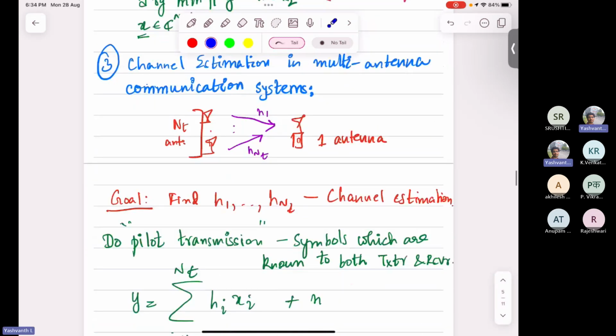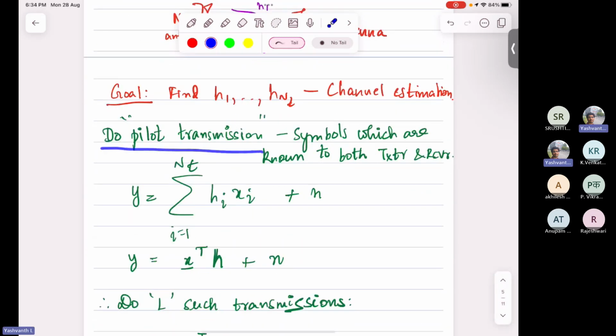So now, if I want to do pilot transmission, that is the symbols which are known at both transmitter and receiver. The receiver already knows what the transmitter is going to send. So these are symbols, that's why they are called pilot symbols.